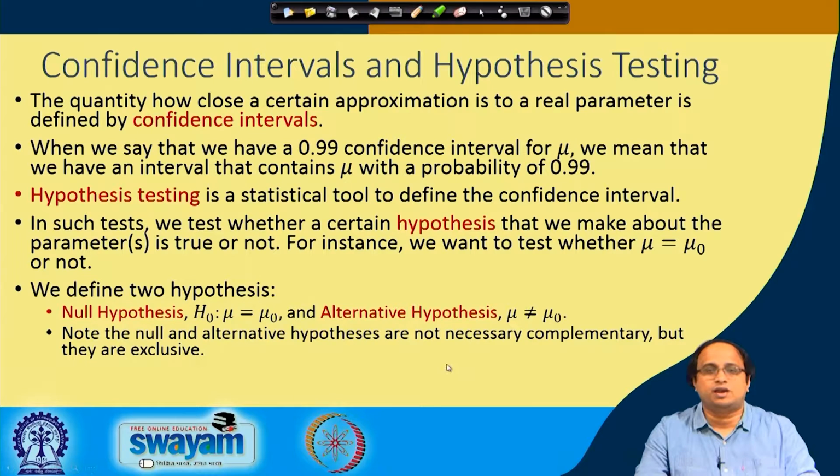An important point which can be mentioned here is that the null and the alternative hypothesis, although in this example they are complementary, need not be complementary. They are not necessarily exhaustive, but they are exclusive. Rather than saying independent, it is better to say that they are mutually exclusive.